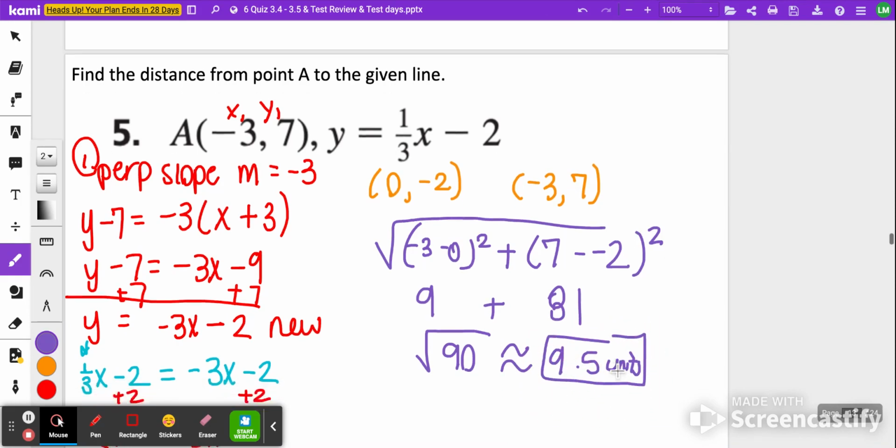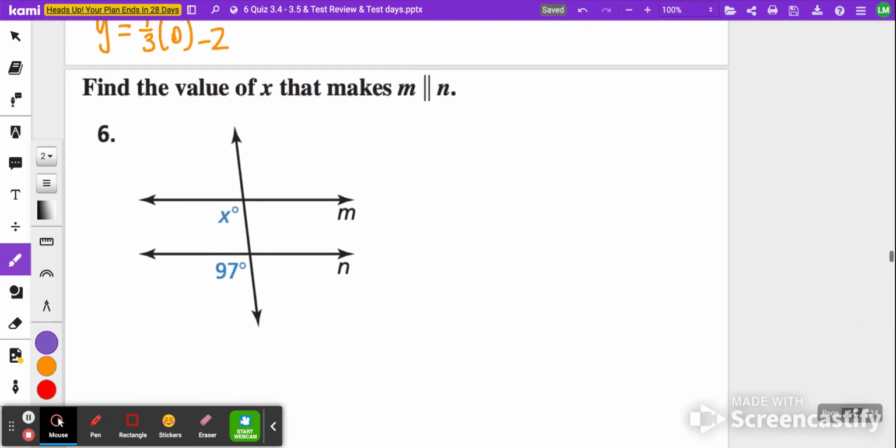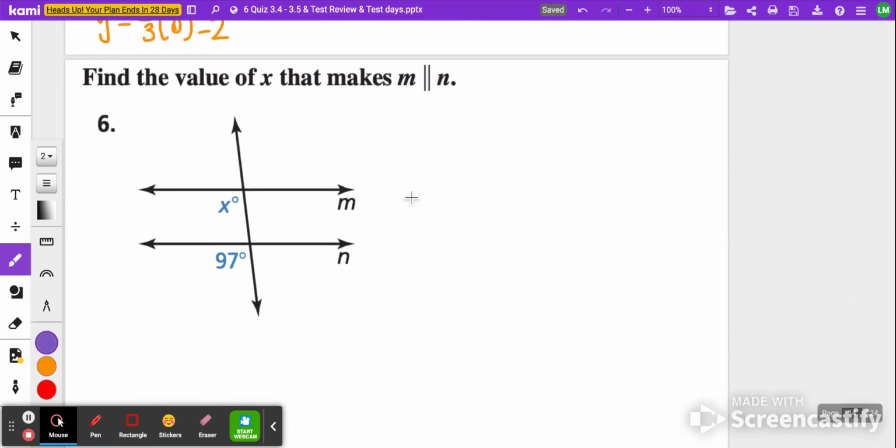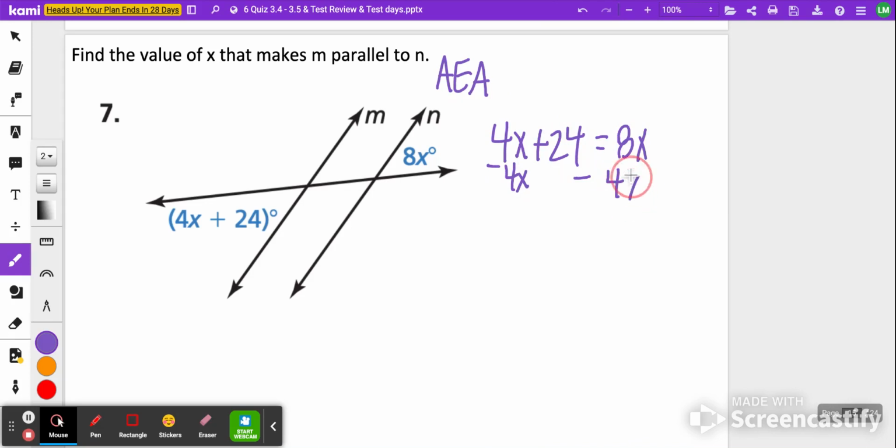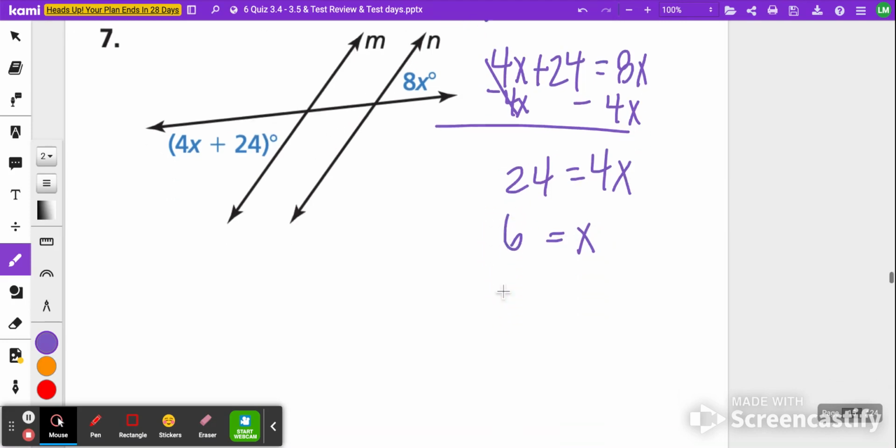Okay. The rest of these should go by pretty simply. Find the value of x that makes m parallel to n. X is equal to 97. Number 7, I know that these are equal to one another because of the alternate exterior angles theorem. So if I set 4x plus 24 equal to 8x, I can go ahead and start solving. First step, minus 4x from both sides. I get 24 is equal to 4x. So I know x is equal to 6.